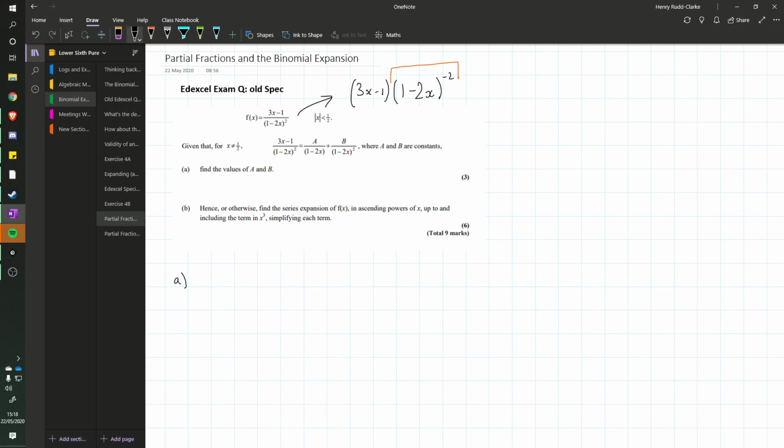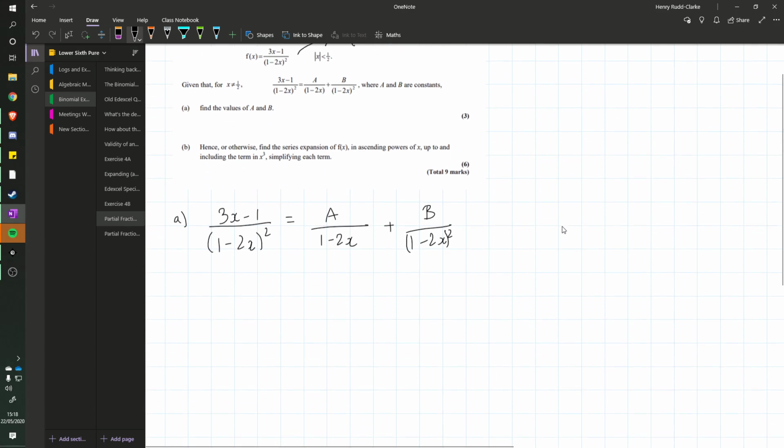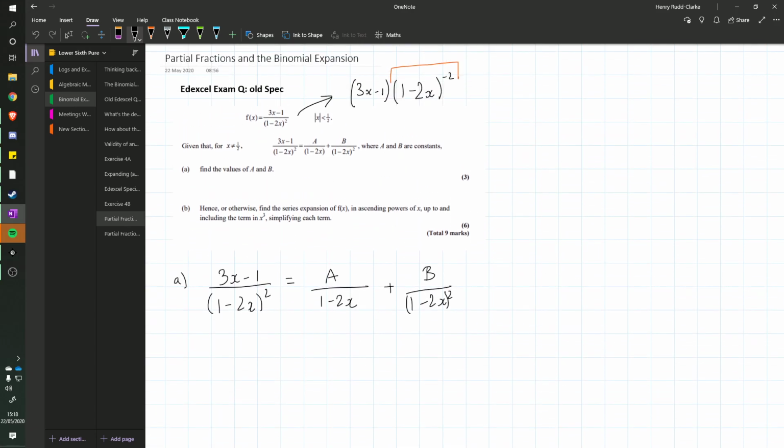And you can see in part B, it actually says hence or otherwise. So first part, partial fractions. I'm going to let you guys do this bit. So it tells us 3x minus 1 over 1 minus 2x squared is A over 1 minus 2x plus B over 1 minus 2x squared. So it's a repeated root, remember, so we have to write it the non-squared and the squared version, because both of these are factors of 1 minus 2x squared. So I'm going to pause it here, and you guys can figure out where A and B are.